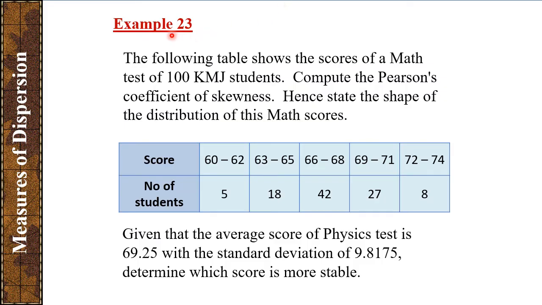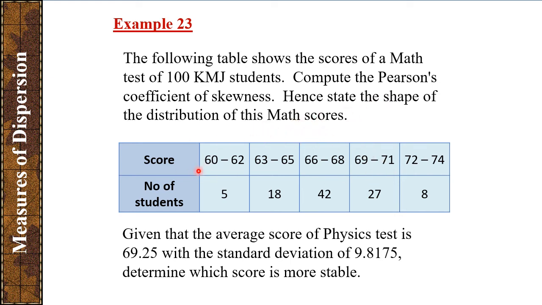Right, so now we move to example 23. This will be the last example in this video. In this video, apart from Pearson skewness, we will also later use the coefficient of variation to answer the second part of the question, which is the comparison between maths and physics. So first we answer the first question: compute the Pearson skewness. Hence, state the shape of the distribution.